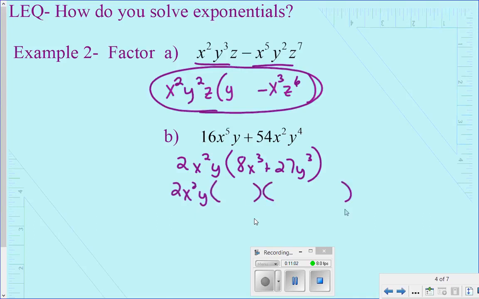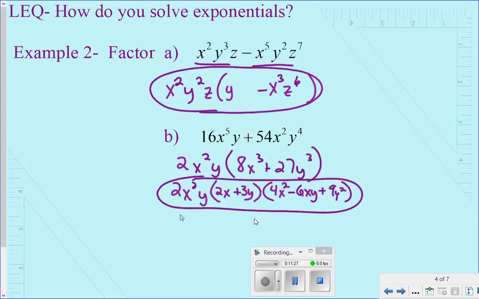binomial and trinomial. Cube root of 8x cubed is 2x. Plus sign, cube root of 27y cubed is 3y. When I square the quantity 2x, I get 4x squared. Because this was a sum, that's a minus. 2x times 3y is 6xy. This sign's always a plus. And 3y, the quantity squared, is 9y squared. And that is my final answer.